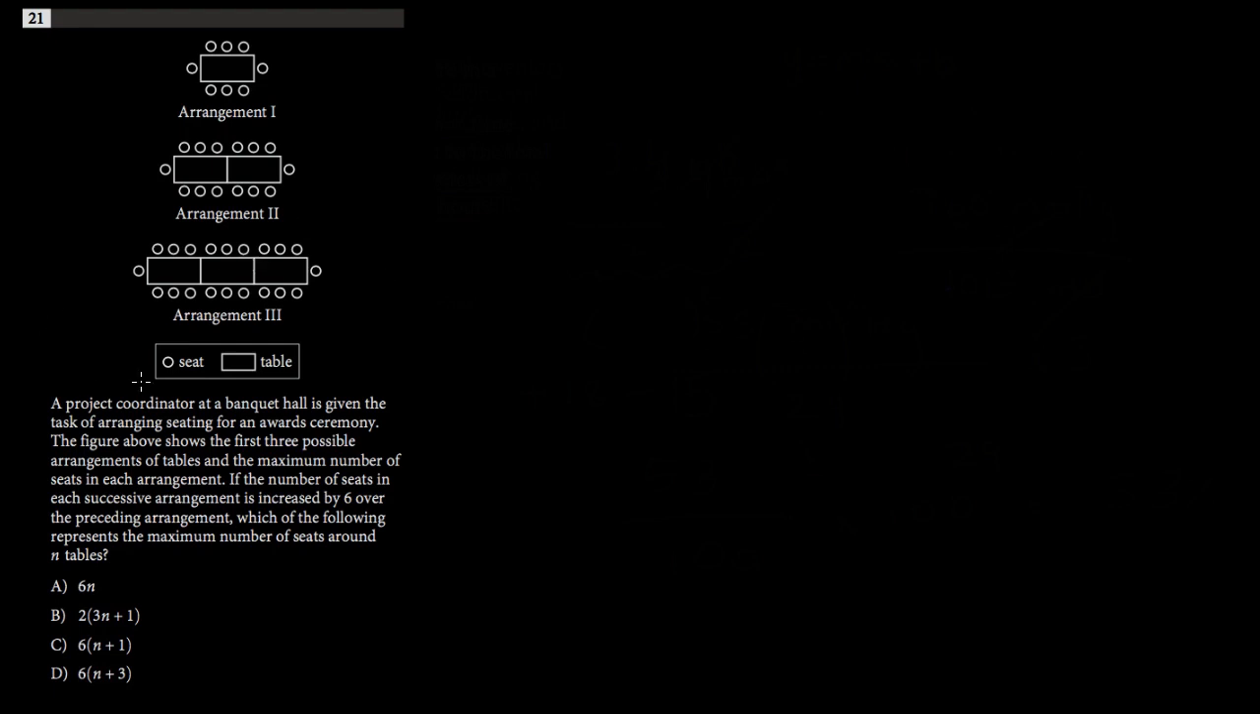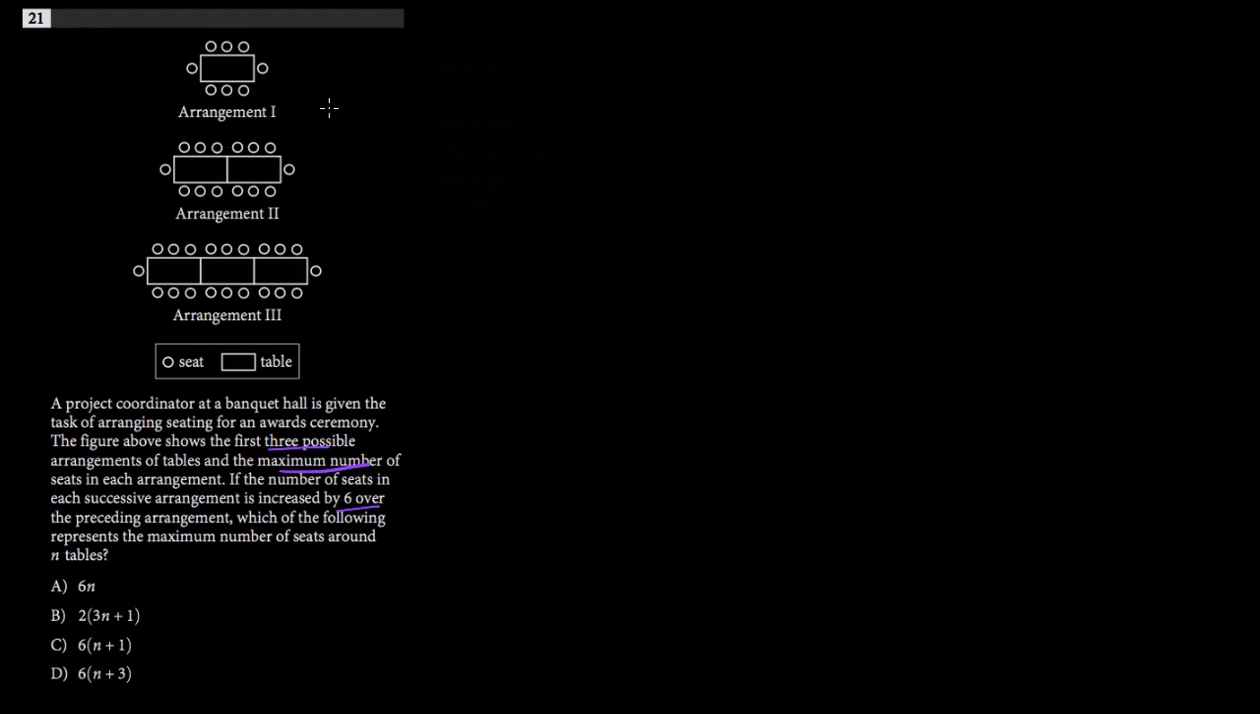Question 21 reads, a project coordinator at a banquet hall is given the task of arranging seating for an awards ceremony. The figure above shows the first three possible arrangements of tables and the maximum number of seats in each arrangement. If the number of seats in each successive arrangement is increased by 6 over the preceding arrangement, which of the following represents the maximum number of seats around n tables?